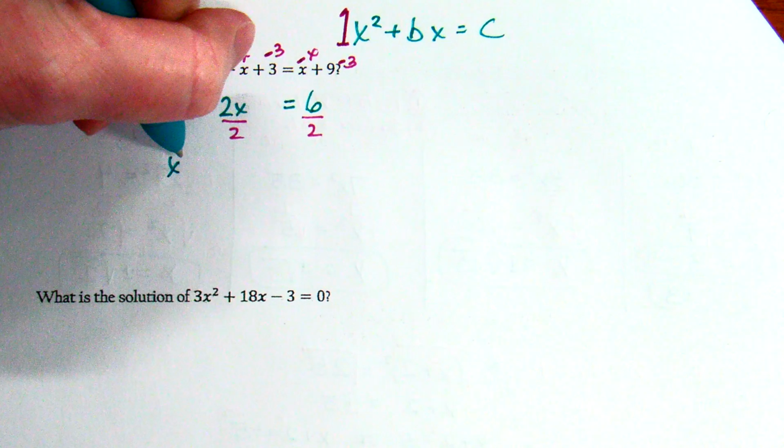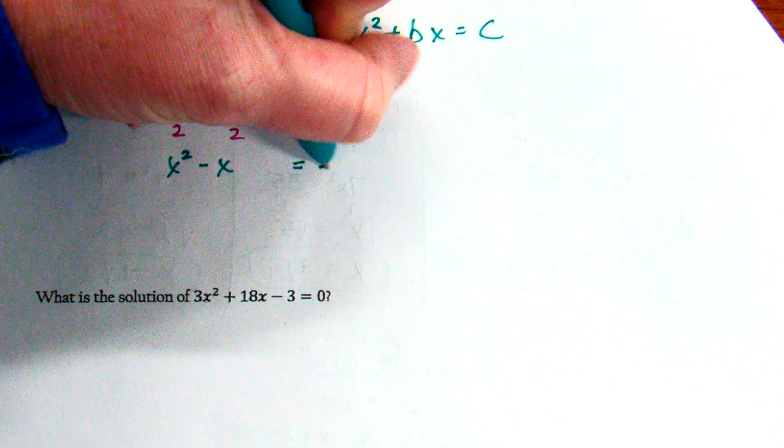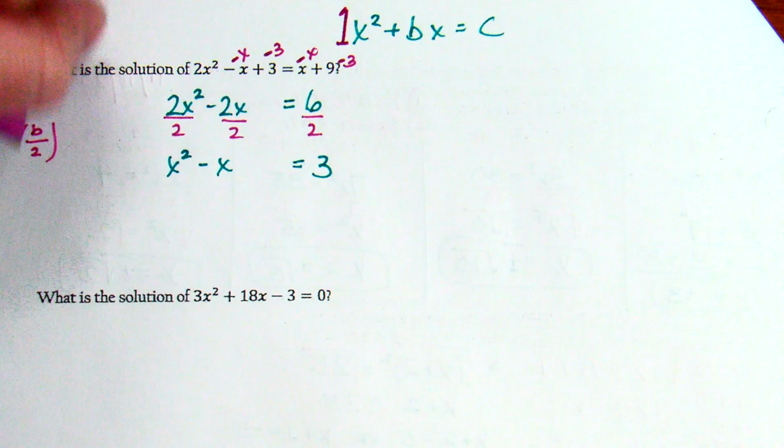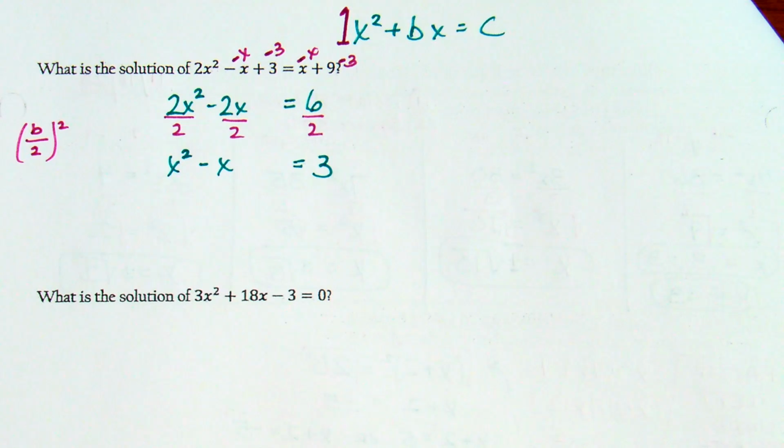Okay, so now my equation is x squared minus x, I'm leaving a gap, equals 3. Now, are we done with step 1? I've got x squared plus bx equals c. Okay, step 2. The b thing is that we're going to add b over 2 quantity squared to both sides.